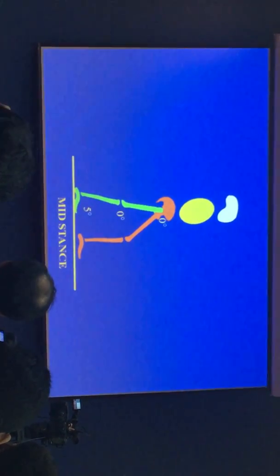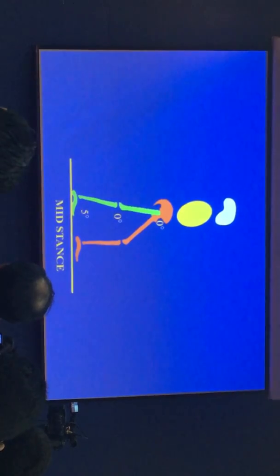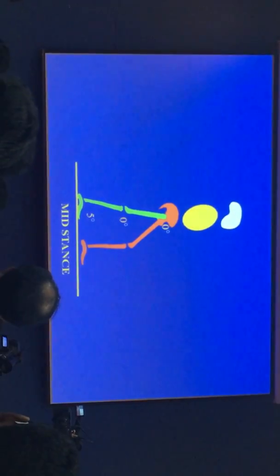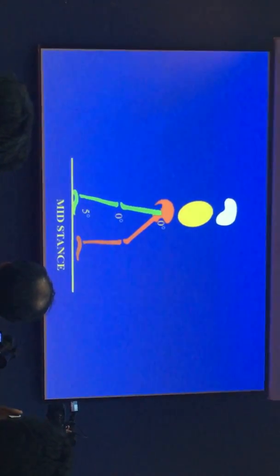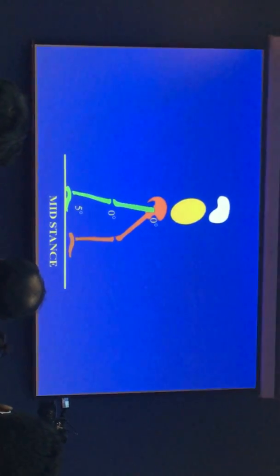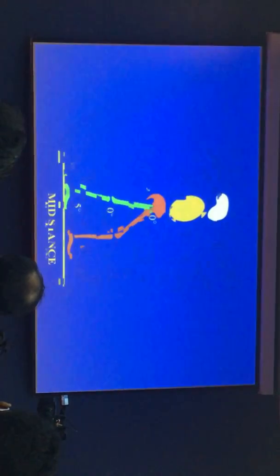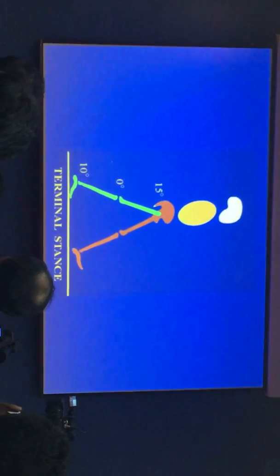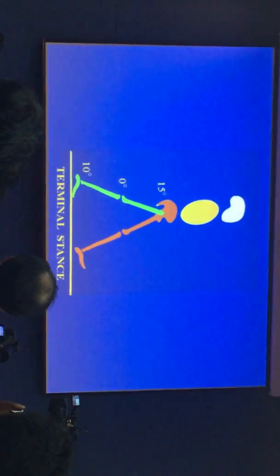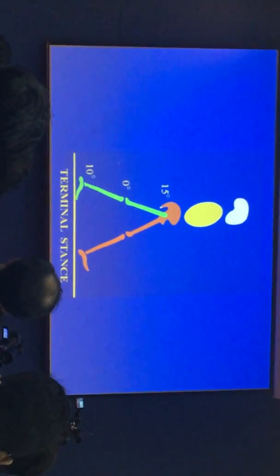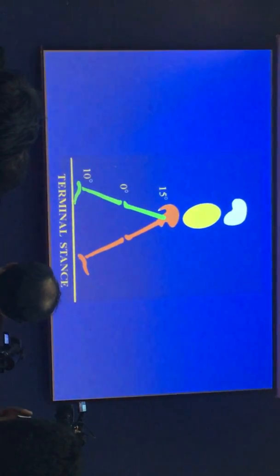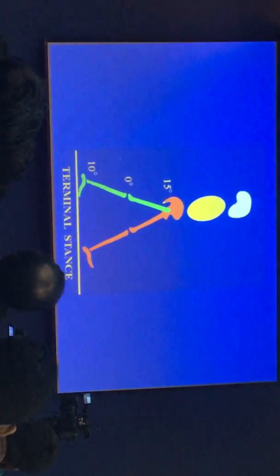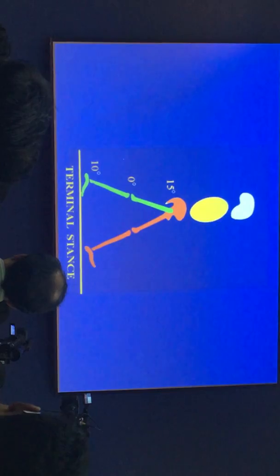So you need to understand this need for the quadriceps mechanism to function, maximum in the early part of mid stance, minimum towards the end of mid stance. So that's how it is. So you need to know the positions. In terminal stance, it's 10 to 15 degrees of extension, 0 degrees at the knee, 10 degrees of plantar flexion. So it's coming up into plantar flexion.